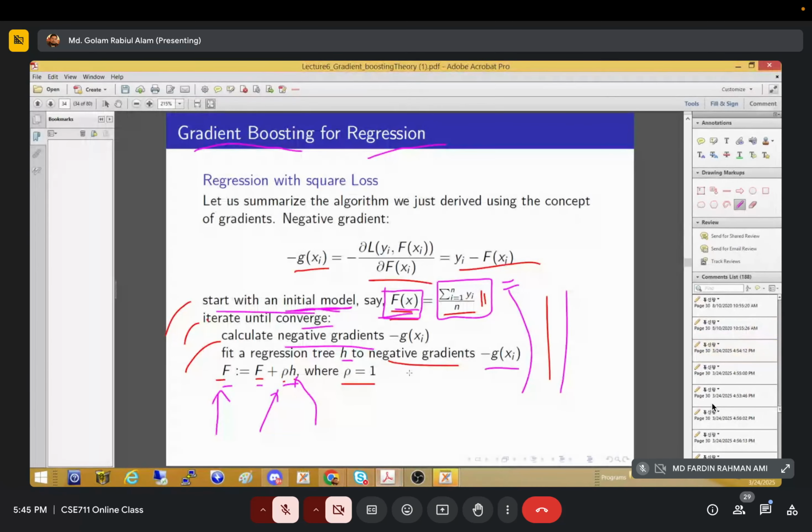Any question from your side? So that is the explanation of this algorithm. Any question from your side?